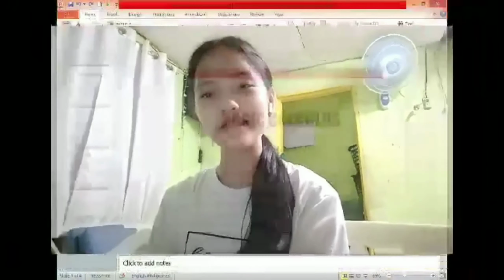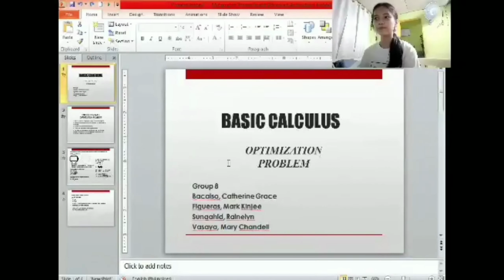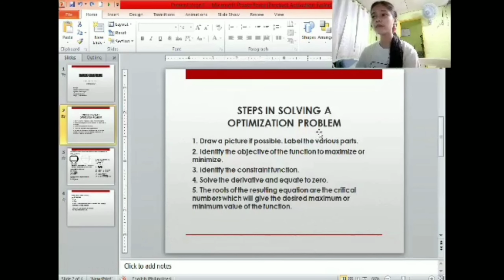So, we're gonna talk about optimization problems. Steps in solving an optimization problem: 1. Draw a picture if possible. Label the various parts. 2. Identify the objective function to maximize or minimize. 3. Identify the constraint function. 4. Solve the derivative and equate to 0, and the roots of the resulting equations are the critical numbers which will give the desired maximum or minimum value of a function.